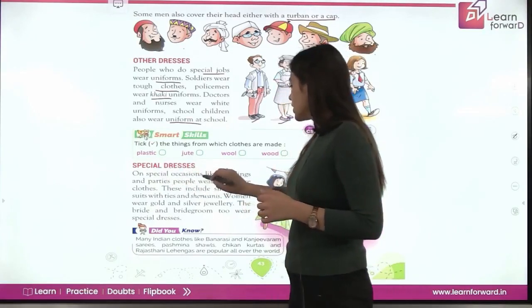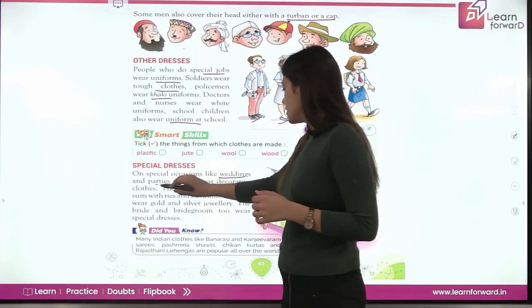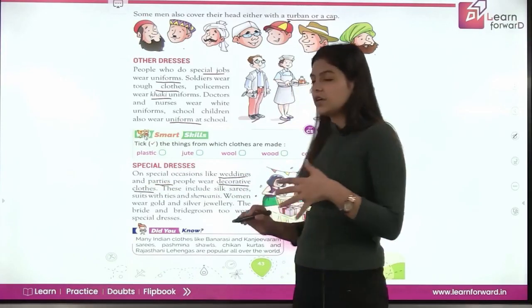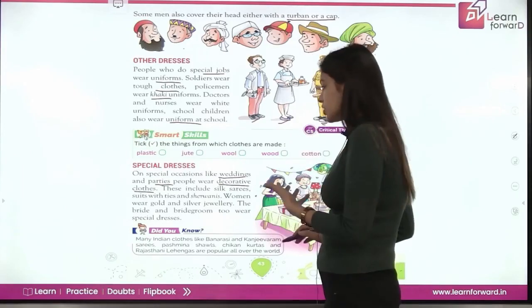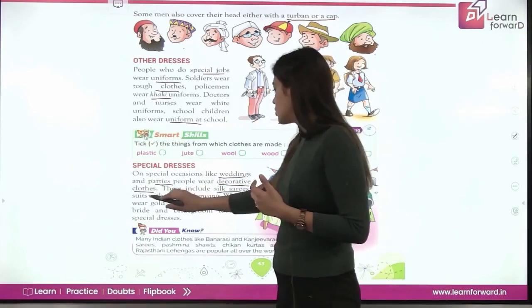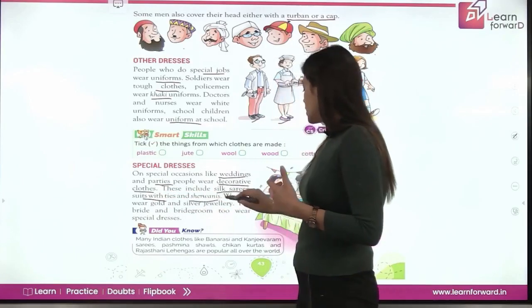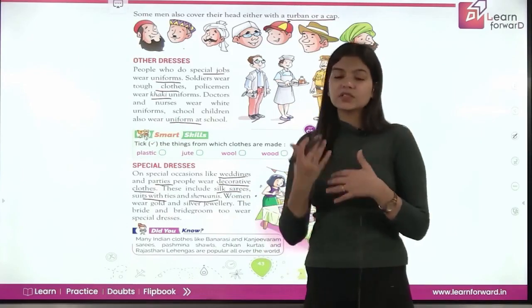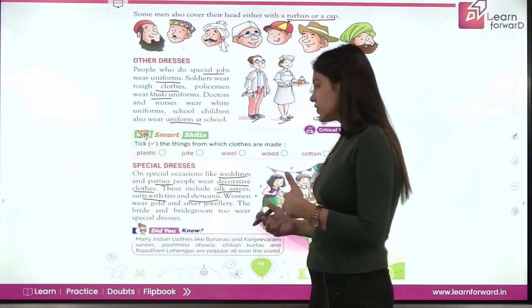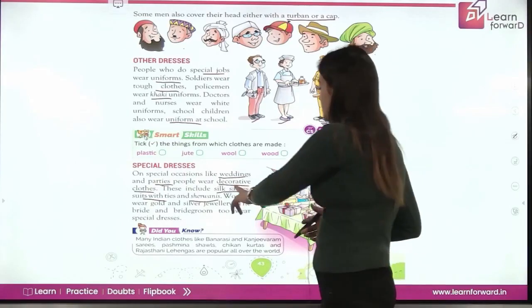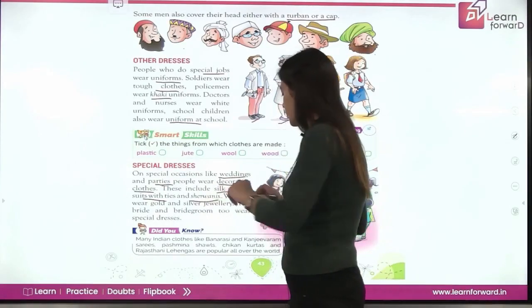On special occasions like weddings and parties, people wear decorative clothes. So whenever we go to weddings or parties, what do we wear? We wear special clothes or decorative clothes. These include silk sarees, suits with ties, and sherwanis. Women wear silk sarees and men wear suits with ties and sherwani. These are the things mentioned for the men and the women.